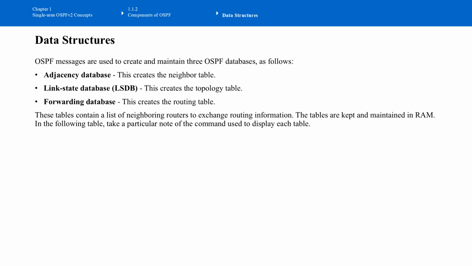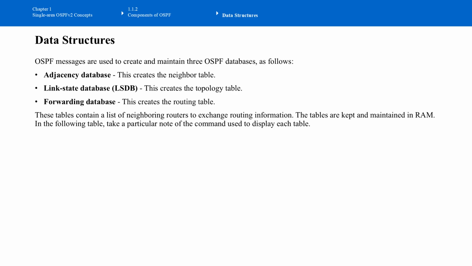In conclusion, the neighbor table tells us who the neighbors are. The topology table tells us what the networks look like. The routing table tells us which paths to use to reach each destination. All of these databases are stored in RAM, where RAM stands for Random Access Memory, so they can be updated quickly whenever the network changes.